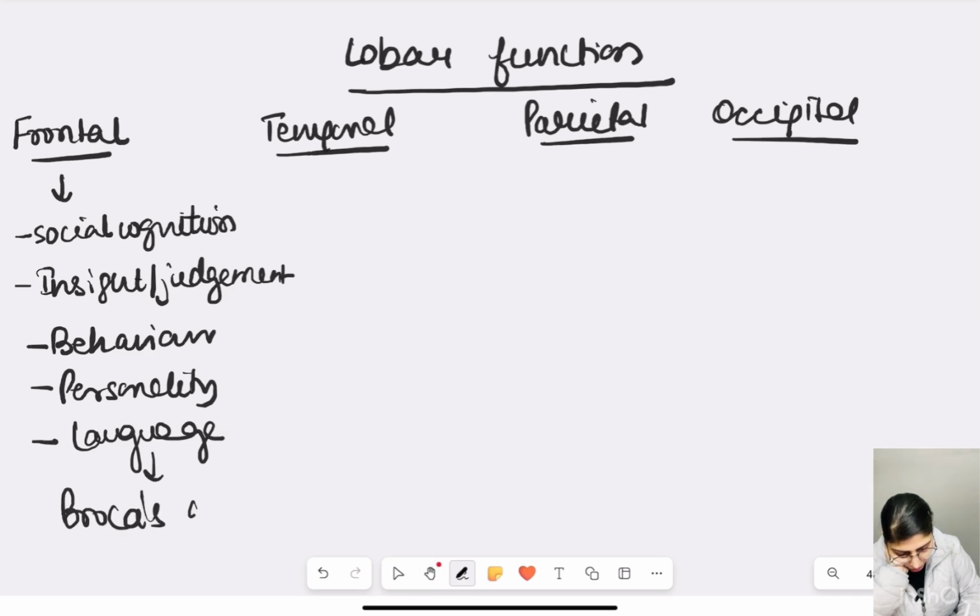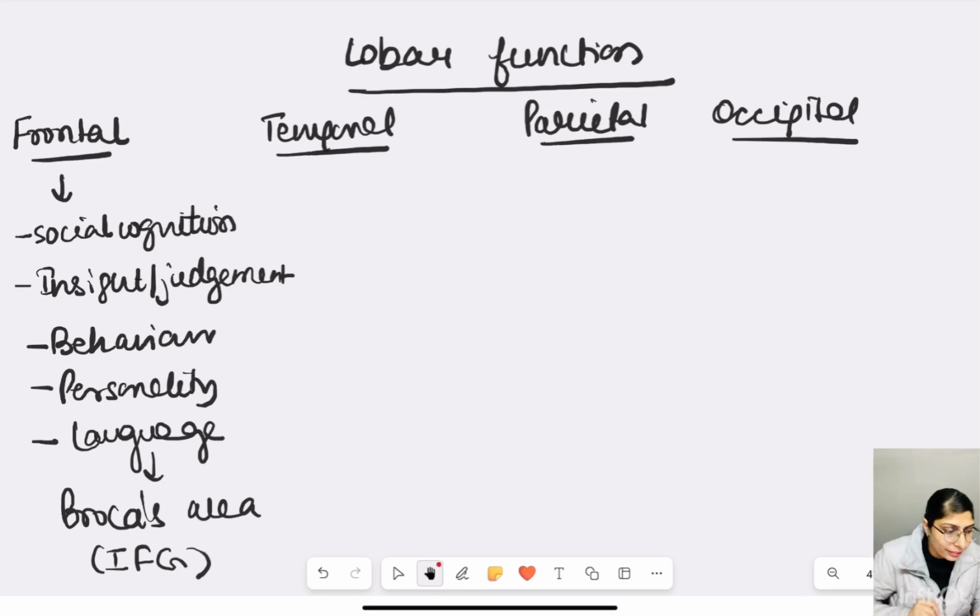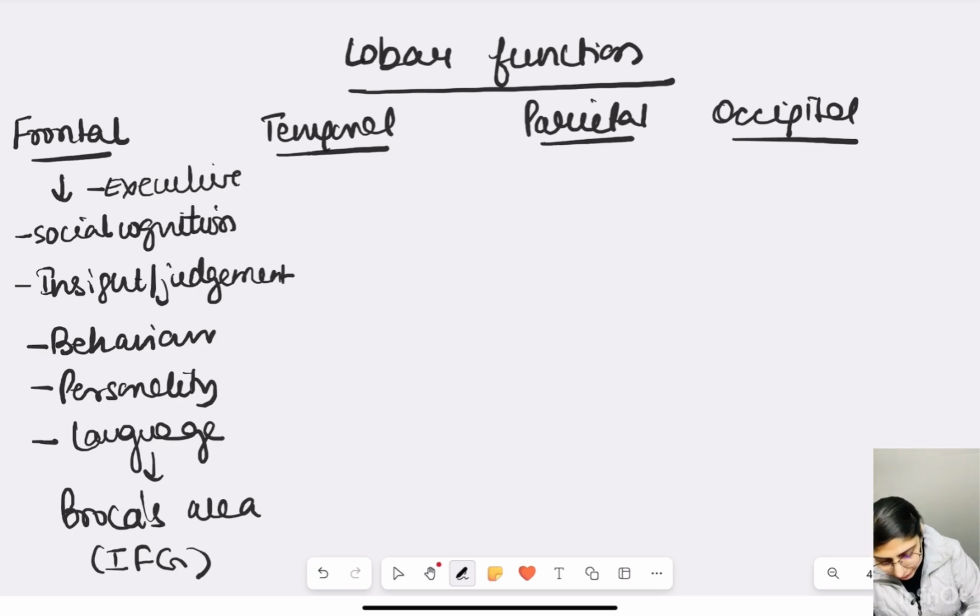And then we have language. So we have Broca's area in frontal lobe. Now Broca's area is in the inferior frontal gyrus. Please remember that. Executive function, again a part of frontal lobe.